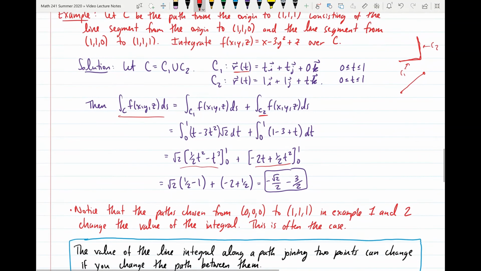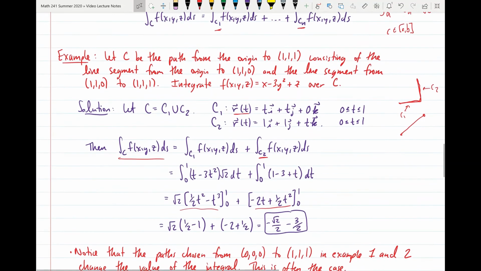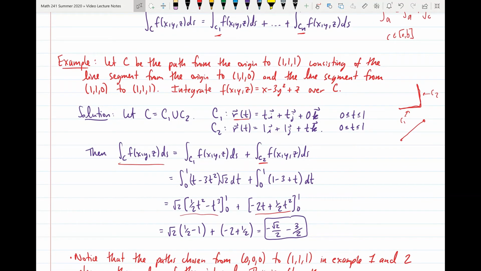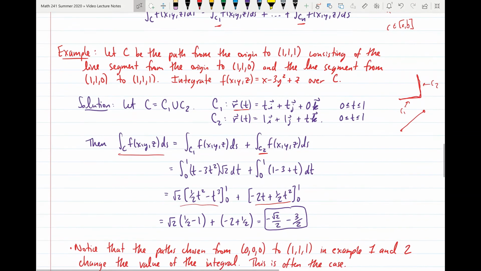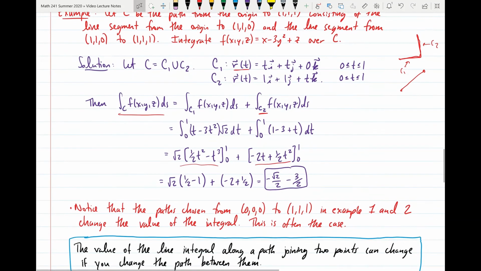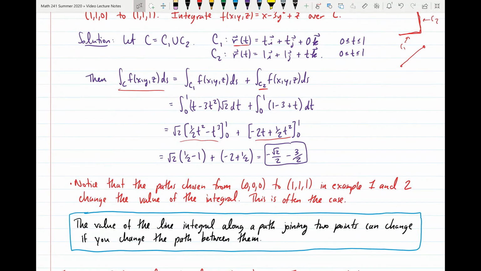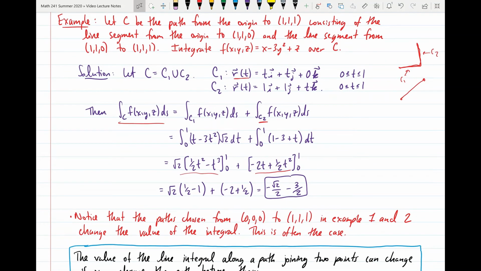And notice here, first off, this example used the additivity of the integral, so we had different piecewise smooth curves that were composing our big curve C that we were interested in. So we had to use additivity in this case, but more than that, the paths that we chose from 0, 0, 0 to 1, 1, 1. So in both examples, we were looking at paths that went from one point to the same point.